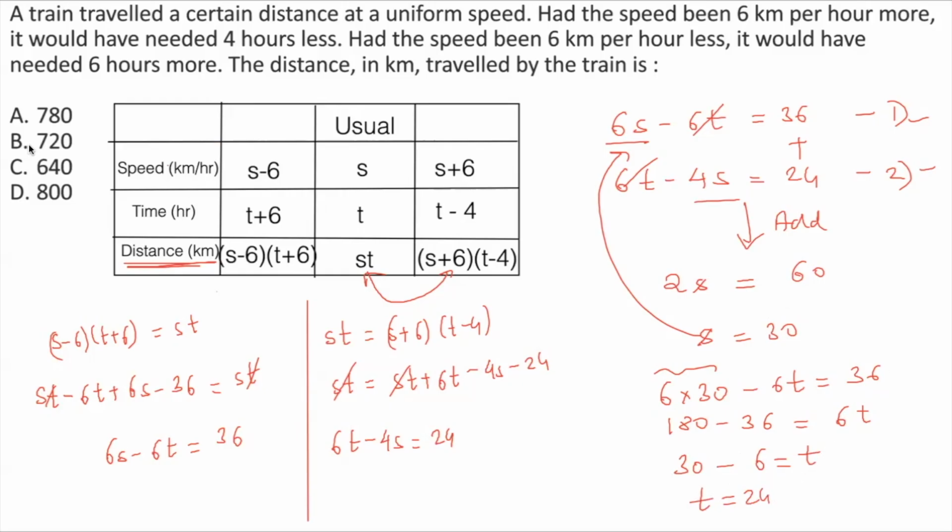I will again get 30 minus 6 is equal to t, or t is 30 minus 6, that is 24. And now the last step to the answer, we just need to multiply the speed and the time to get the distance. Multiplying the original speed 30 with the original time 24, the original distance is 30 into 24, 720 kilometers. It is the B option. So that's one way of answering the question.